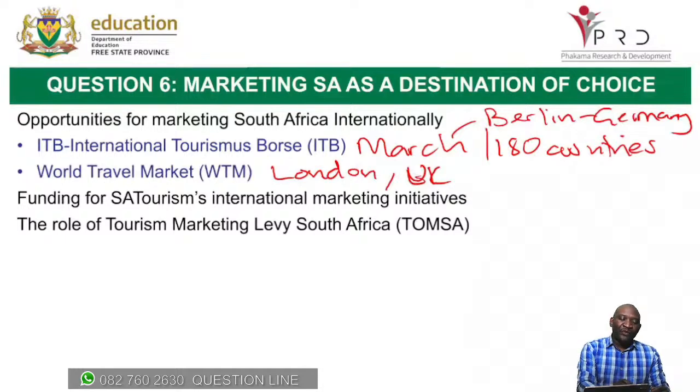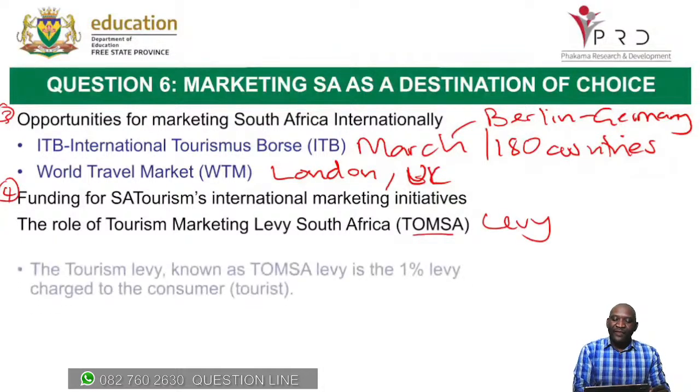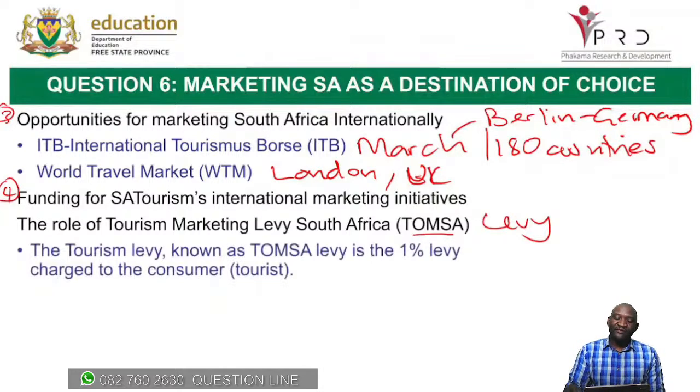And therefore, where do they get their funding? Let's label this as number 3, and this one as number 4. We've got the TOMSA levy, right? We've got the TOMSA levy. And what happens with this TOMSA levy? You find that when a tourist comes into the country and goes to a hotel that is participating in collection of the TOMSA levy, it is not compulsory, it is voluntary.